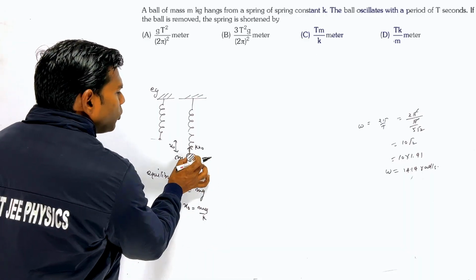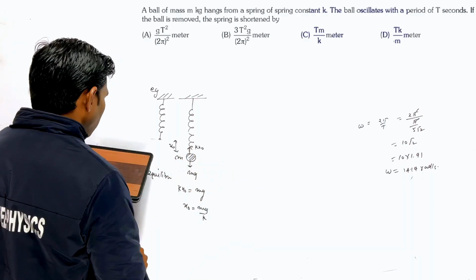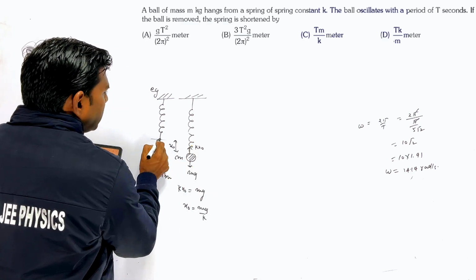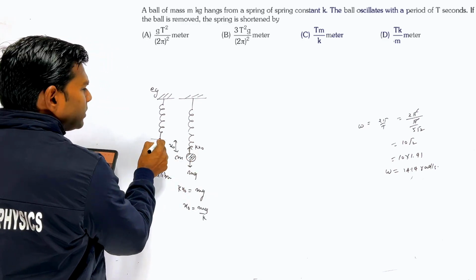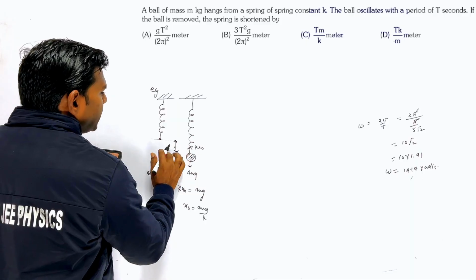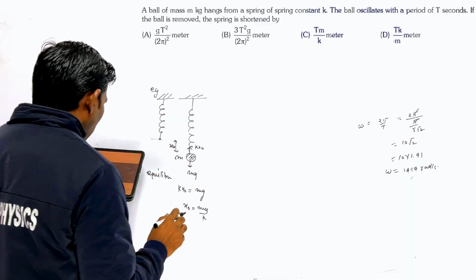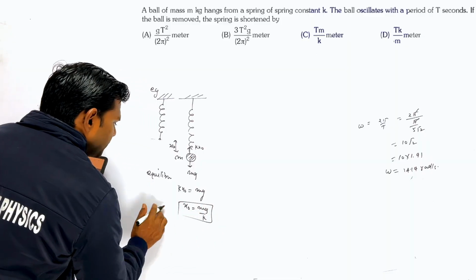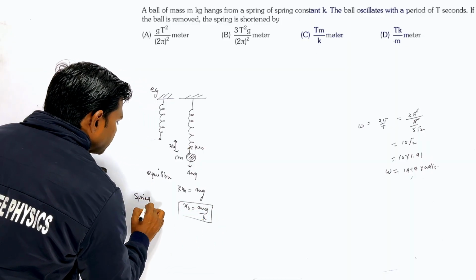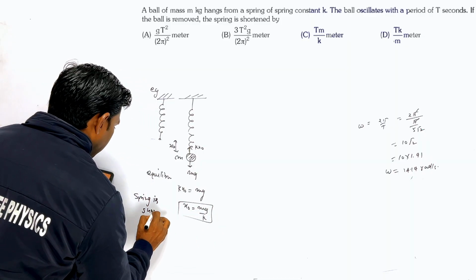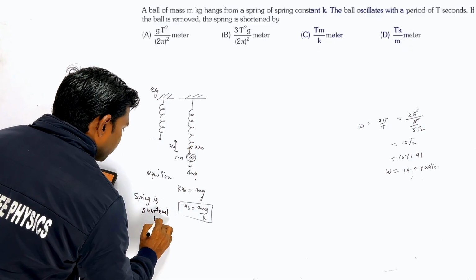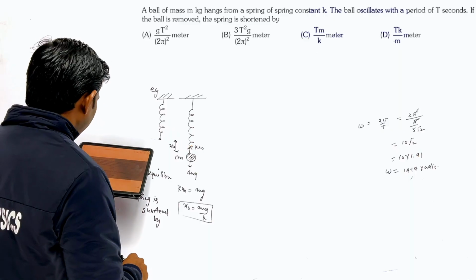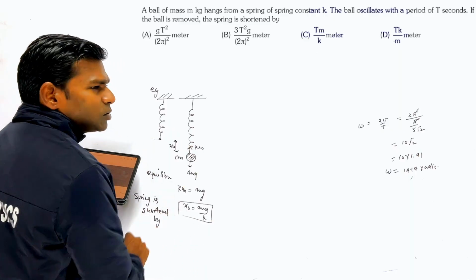You tell me, if you remove this, what will happen? Tell me. If you remove this ball, it will acquire its original length. So what is the length by which the spring is shortened? The ball oscillates with time t, the spring is shortened by this distance. Are you getting or not? But it is given in terms of t, not in terms of k.